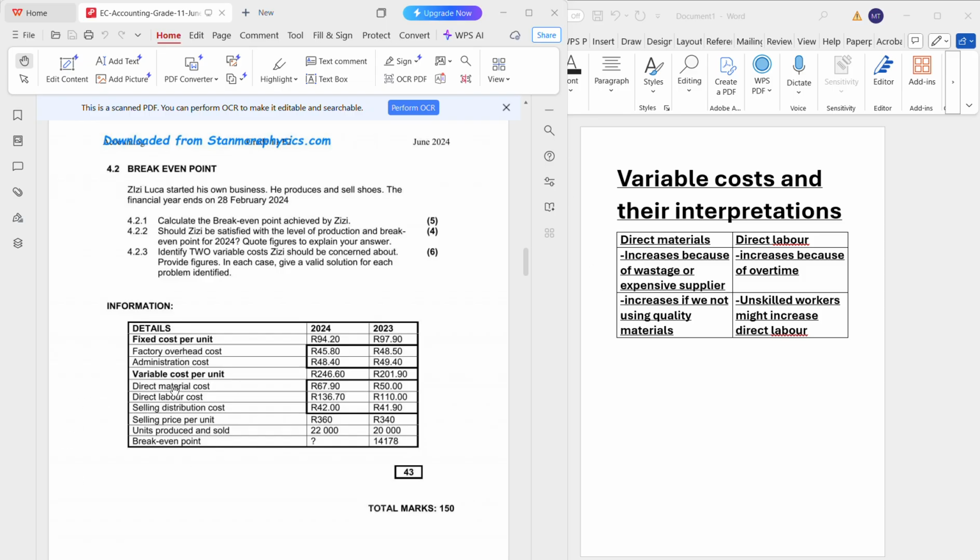Then we also have our direct labor cost. Our direct labor cost increased from 110 to 136.7. So let's come to our table. If direct labor increases, it's because of maybe overtime, or maybe unskilled workers. To compensate for it, you must say train your workers so that they can be efficient, or avoid overtime. So these are the reasons and valid solutions.